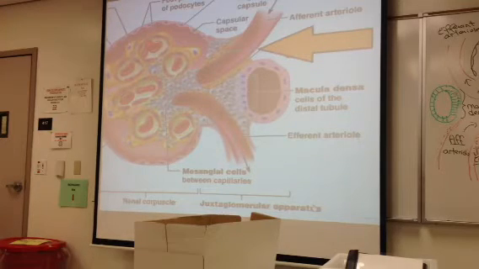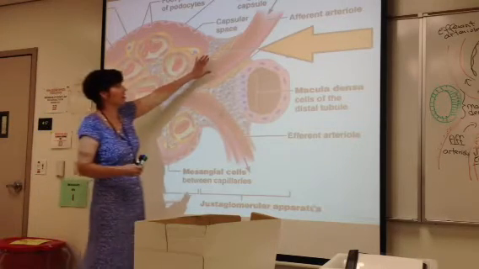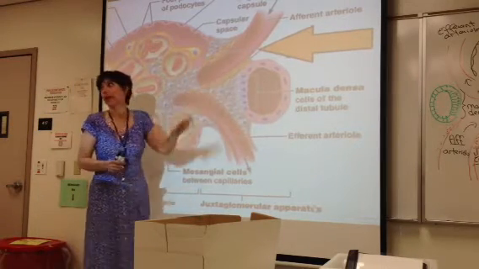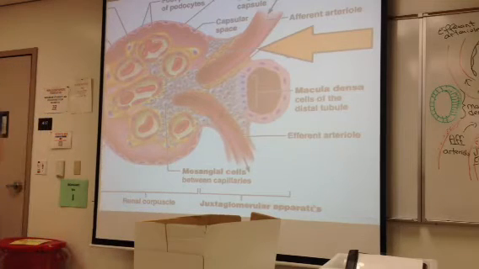Which cells are the granular ones, the orange ones? Yes. So these would be the granular cells right here. Which are also smooth muscle? Which are also smooth muscle cells.